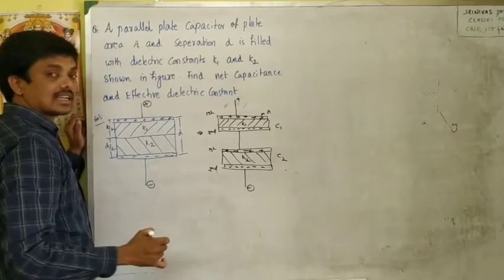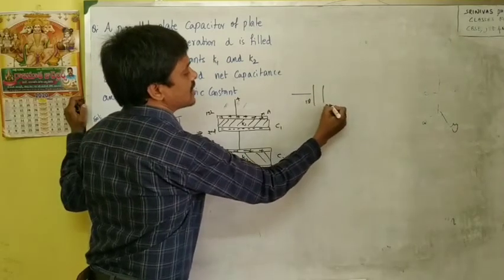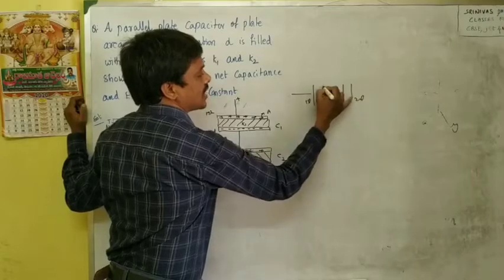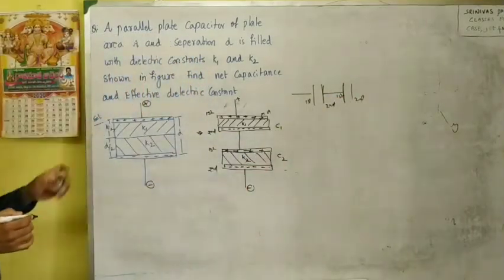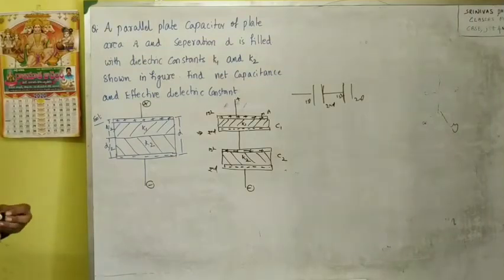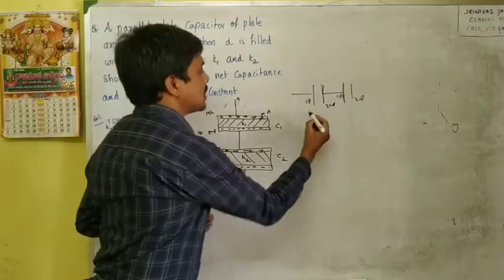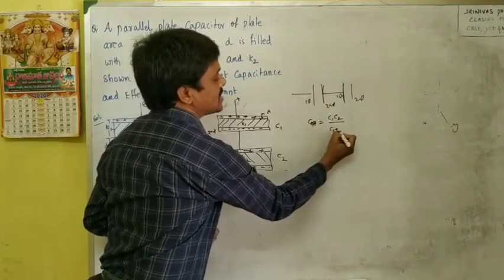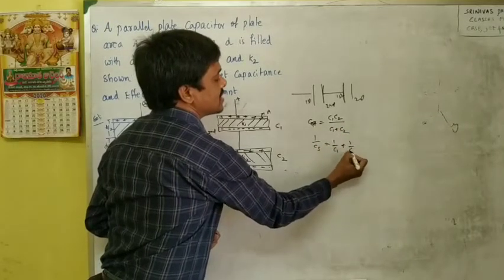Now when we say that the capacitors are in series combination, this is the first plate and second plate, and the next first plate, second plate. The second plate of the first capacitor is connected to the first plate of the next capacitor, and so on. Then the capacitors are said to be in series combination. In series combination, the effective capacitance formula is C1 C2 by C1 plus C2, or 1 by Cs is equal to 1 by C1 plus 1 by C2.